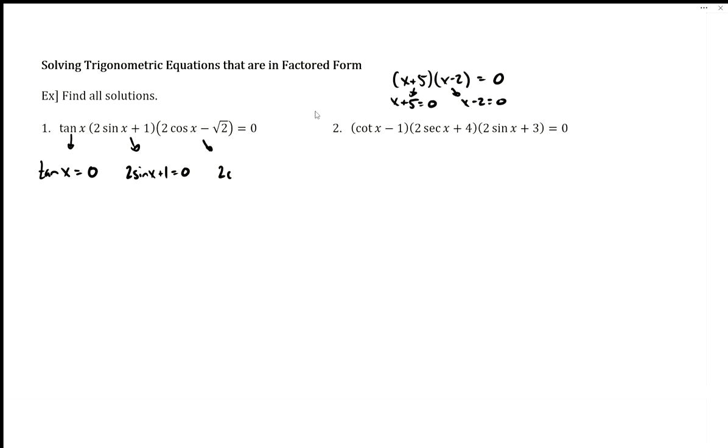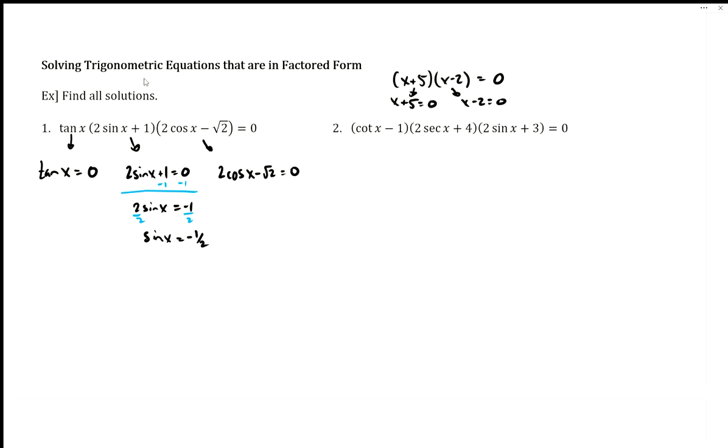So I have tangent of x equals 0, 2 sine of x plus 1 equals 0, and then 2 cosine of x minus square root of 2 equals 0. Now, the tangent one's ready to go. The other two, we still want to isolate our trig functions. So for the sine one, we should subtract 1, and we would have 2 sine of x equals negative 1. And then we should divide by 2. So we have sine of x equals negative 1/2. Now that's ready to go.